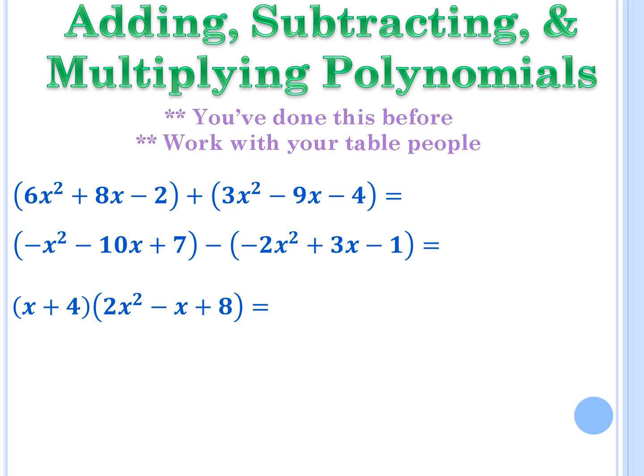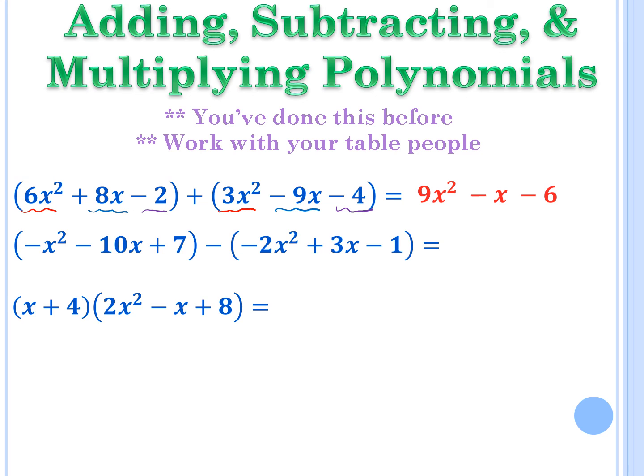Okay, let's see how we did here. Well, on the first one, I have like terms of 6x squared and 3x squared. And then I have 8x and minus 9x. And then I have minus 2 plus negative 4. So all I do, since it's addition, is combine like terms, and I end up with 9x squared minus x minus 6.